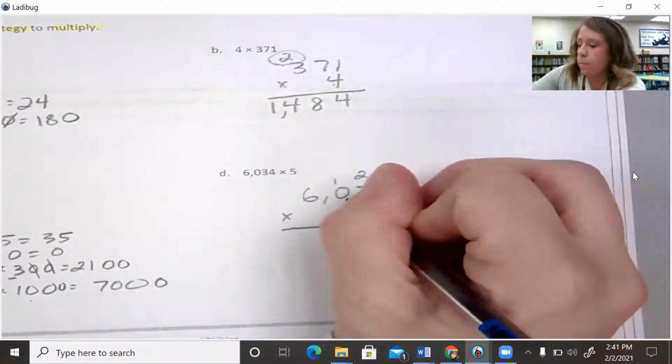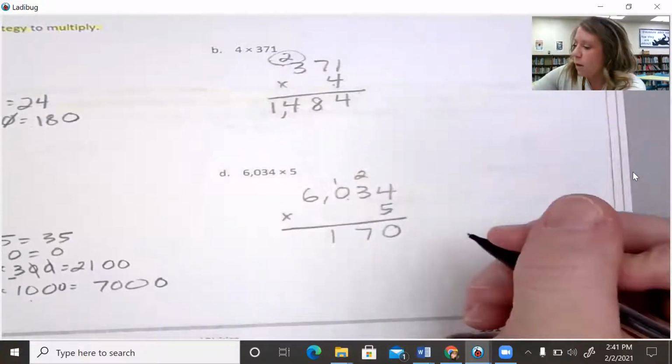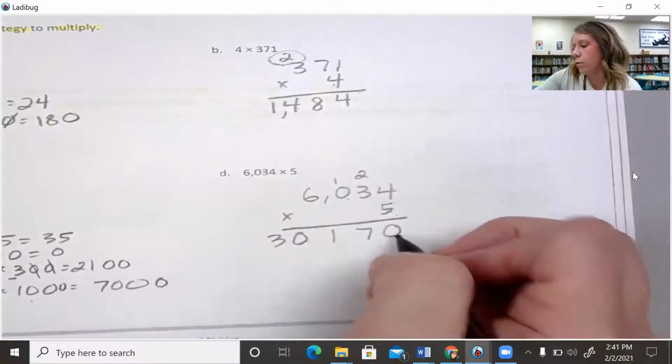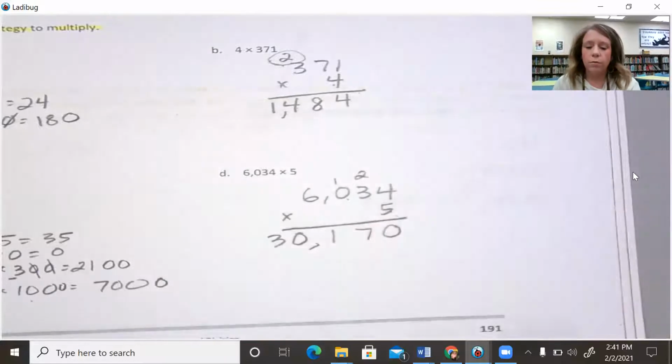5 times 0 is 0, plus 1 is 1. 5 times 6 is 30. Big number here. 1, 2, 3 digits, comma, for a total of 30,170.